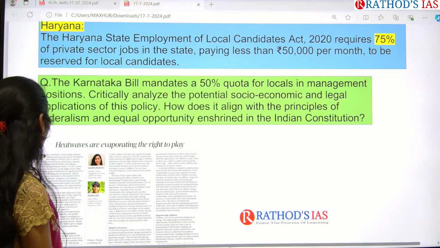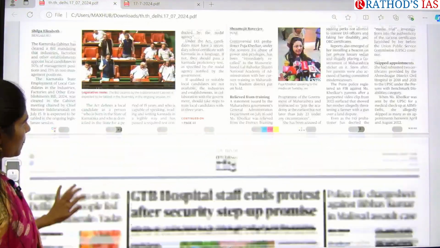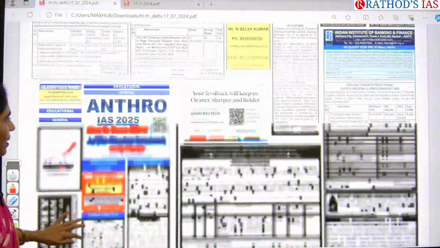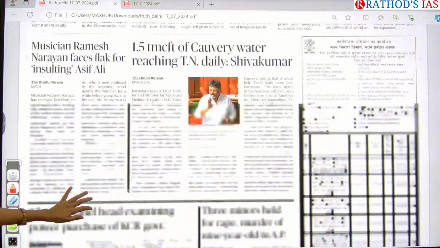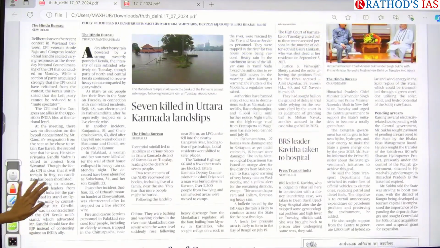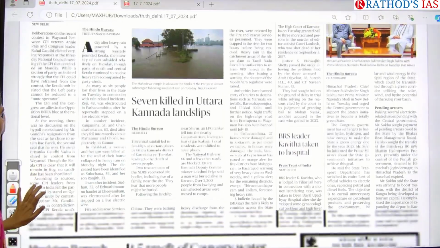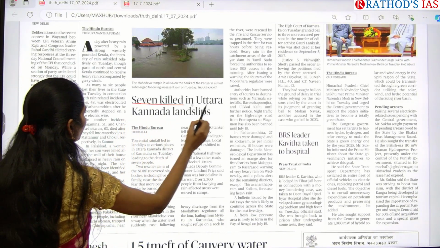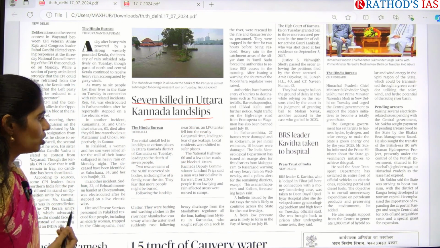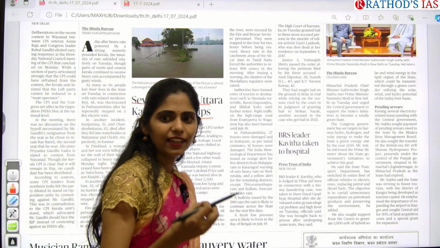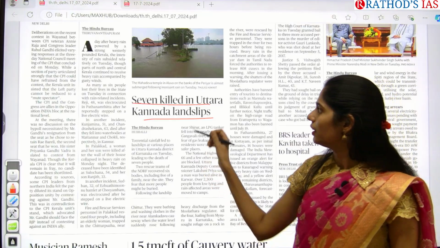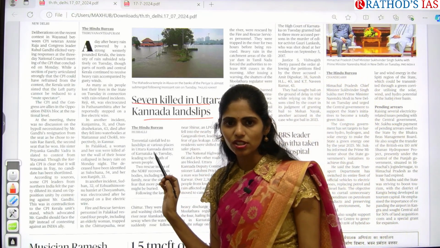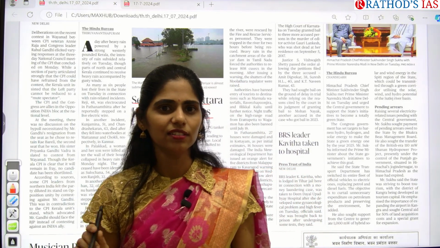Okay, next. If you move on to the city page, there is nothing much important. Actually, on today's page I didn't get many important articles. There are very few articles. Here you can see one article: 7 killed in Uttara Kannada landslips. What happened here is that in Kerala and Karnataka there is very huge rainfall, and especially landslips are happening in this region.